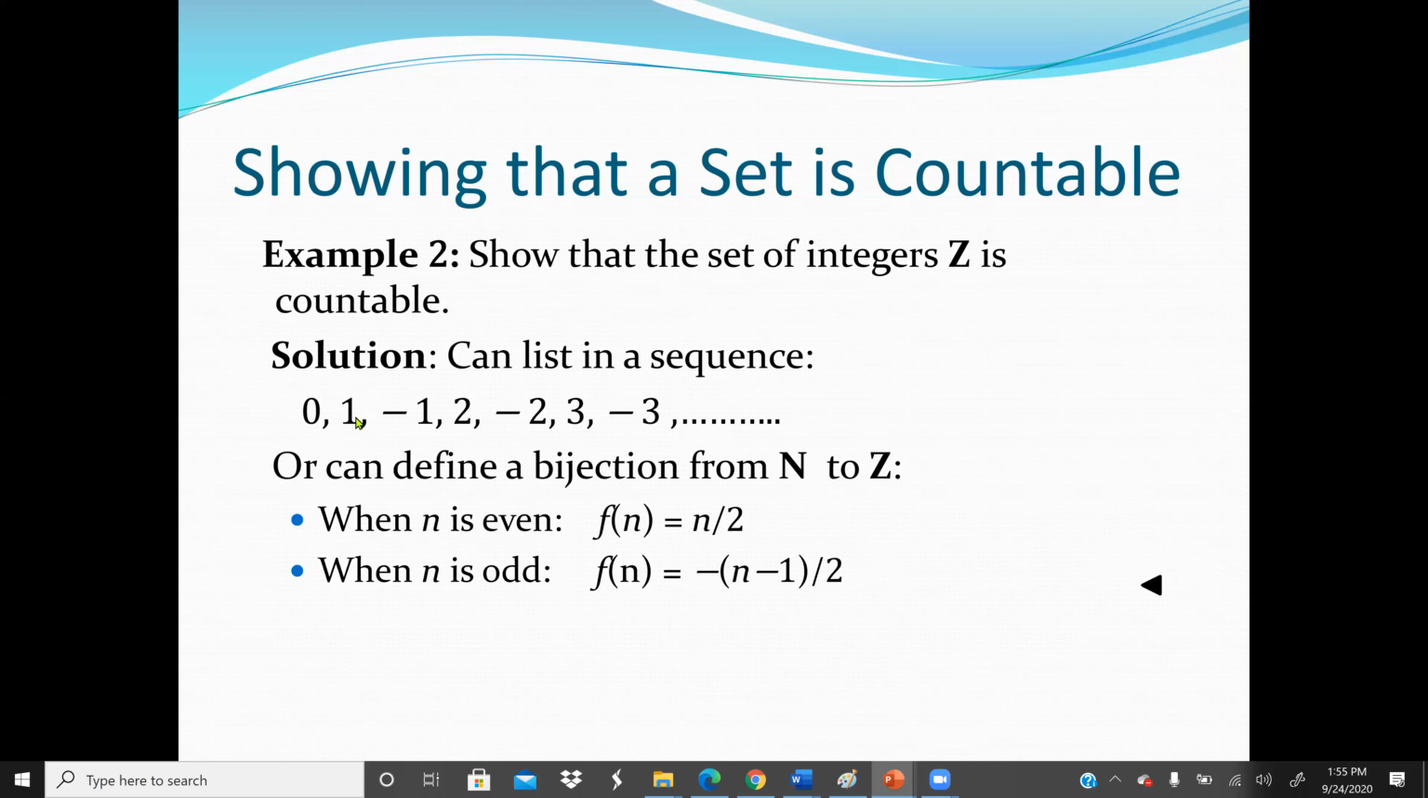Position 6, n will be 6, so 6 by 2 is 3. Okay, so it works. Then we can try the odd positions. This will be 3, 5, 7. We plug it in here, and we should get the values there.